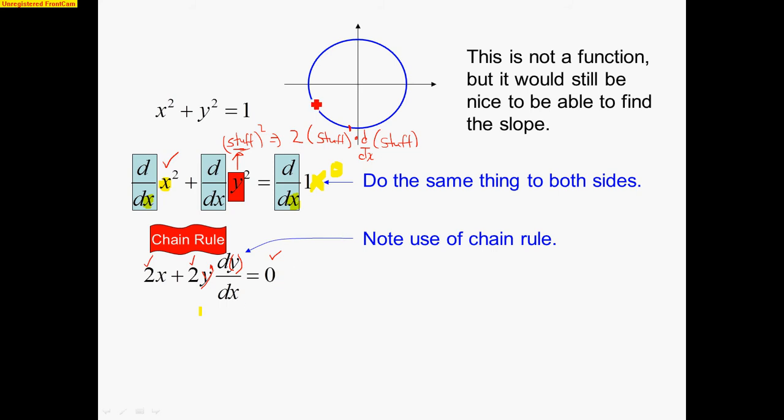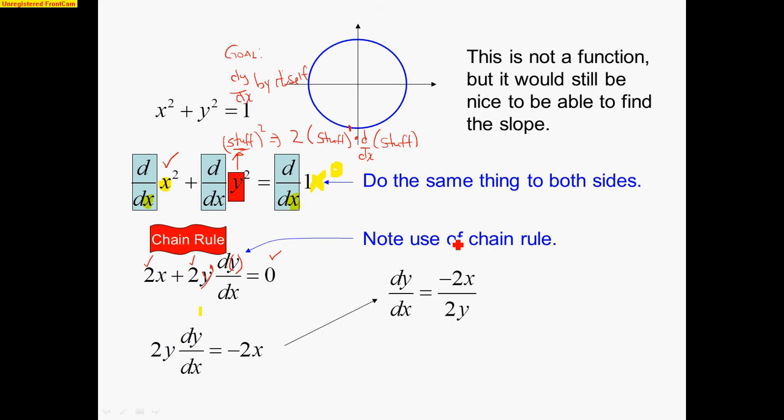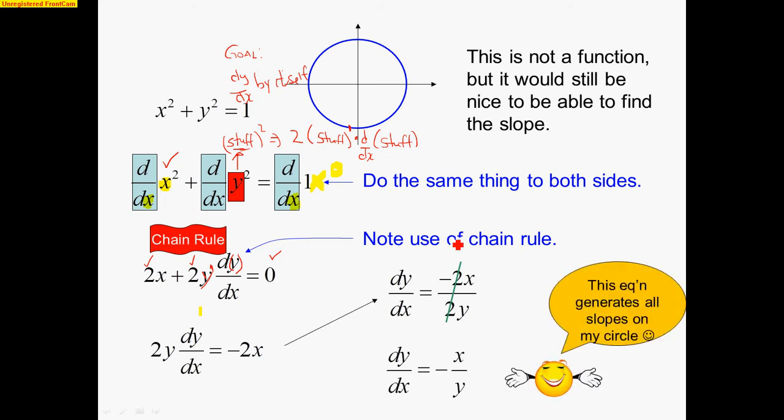Now my goal is to get dy dx by itself. So I'm going to do algebra 1. Move the 2x over to the other side. Divide by 2y. Simplify. This equation generates all the slopes on my circle, even though my circle is not a function.